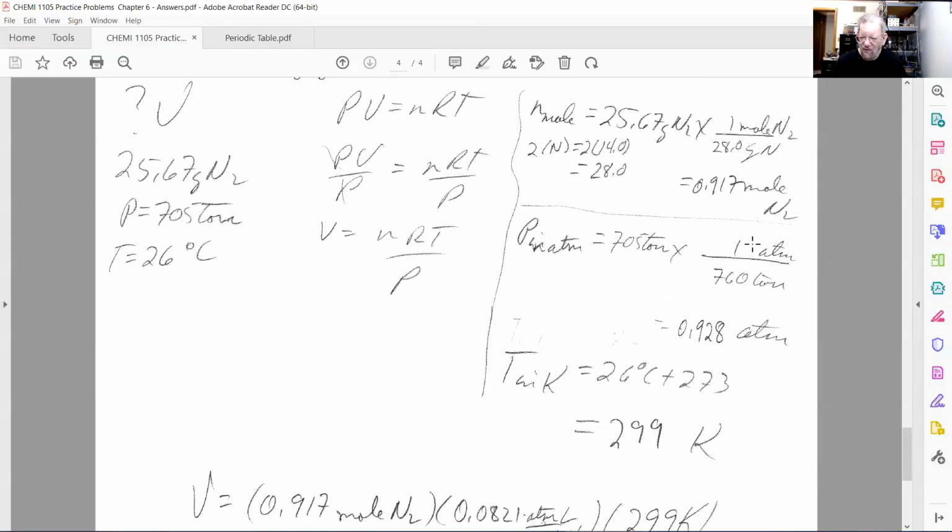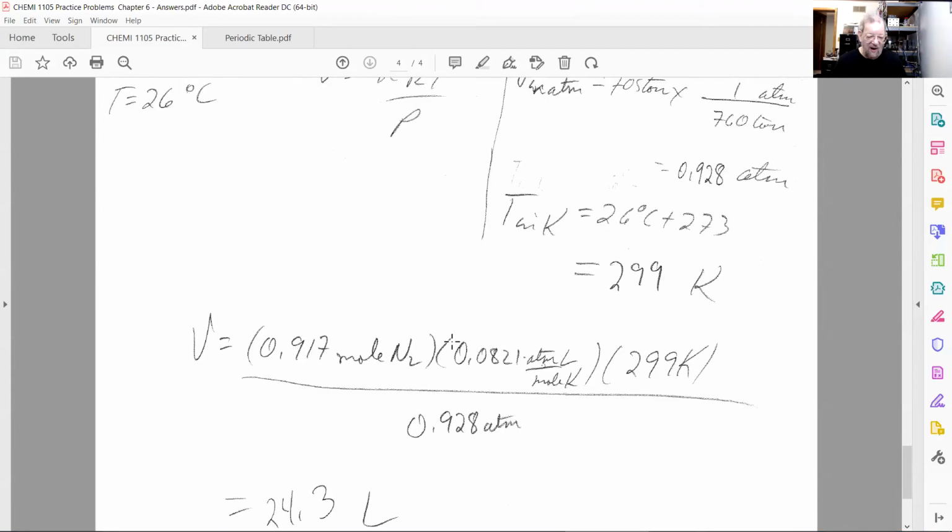And therefore, 1 atmosphere is 760 torr. These are exact numbers. 3 significant figures, 3 significant figures. Now I put all the numbers in. Notice moles divided by moles cancel out.